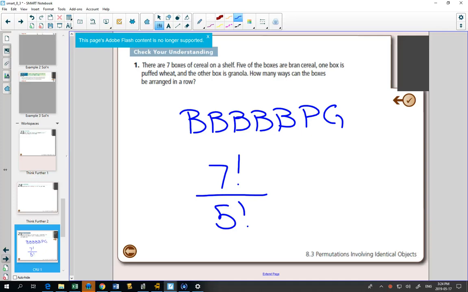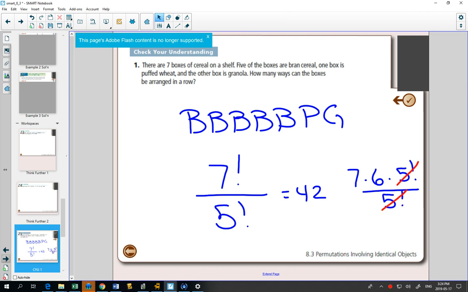Okay, and this is a good one for mental math. What's the answer? 42. How do you do that mental math? You expand the bigger one until you get to the smaller one. The 5 factorials would cancel out, and it's just 7 times 6, which is 42.